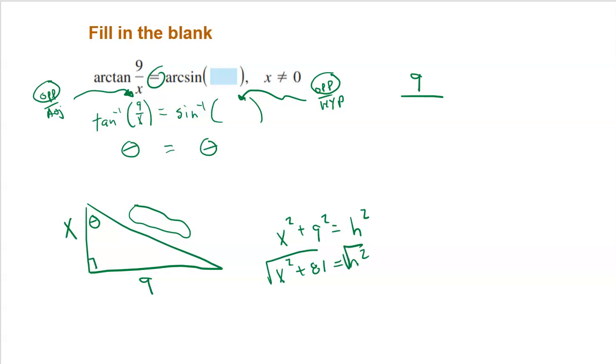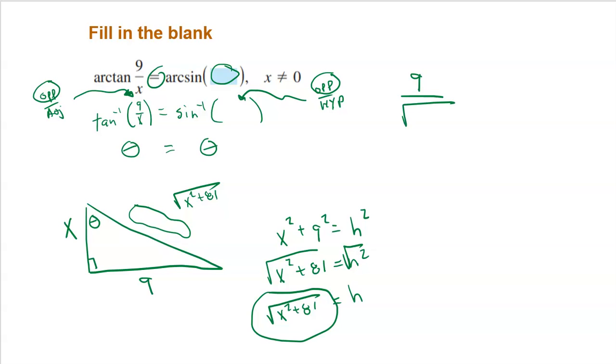x squared plus 81 equals h squared. Square root, square root. The square root of x squared plus 81. Don't you dare say x plus 9. It doesn't work that way. It's an algebra rule. Come on. Don't have to worry about the negative option because it's a triangle. So there's my hypotenuse: the square root of x squared plus 81. So now the input to the inverse sine, what I need to fill the blank in with, is the opposite divided by the hypotenuse. That's going to be 9 divided by the square root of x squared plus 81. So there's my answer right there.